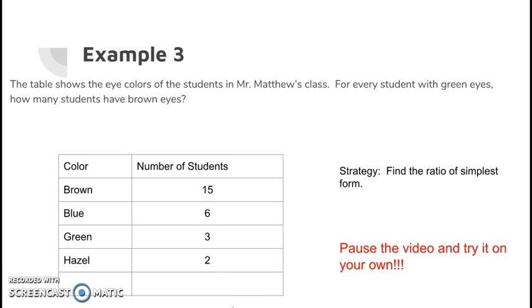Let's take a look at example 3. The table shows the eye colors of students in Mr. Matthews' class. For every student with green eyes, how many students have brown eyes? So you're going to first find the green-eyed students and the brown-eyed students, and you're going to put them in the order that it's asking you to compare them. It's asking for every student with green eyes, how many students have brown eyes? Pause the video, try it on your own first, and then we'll discuss it.